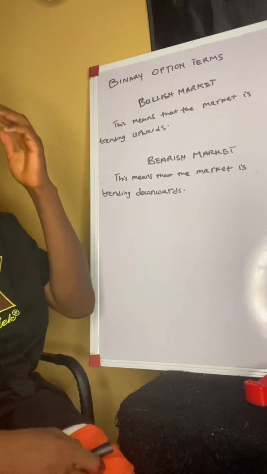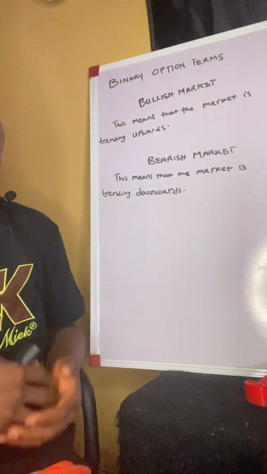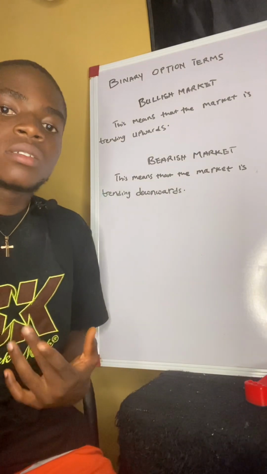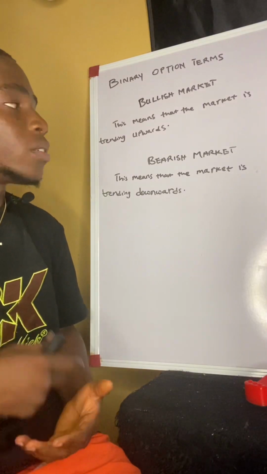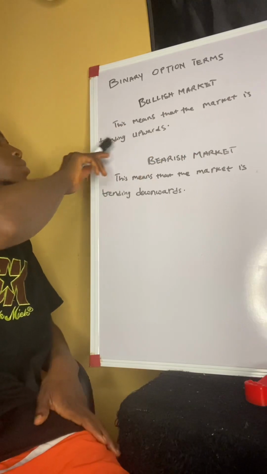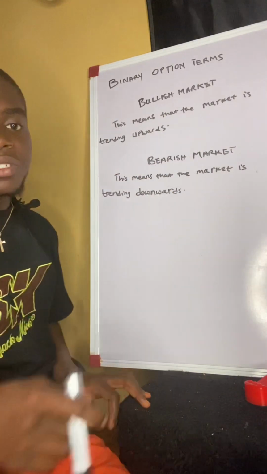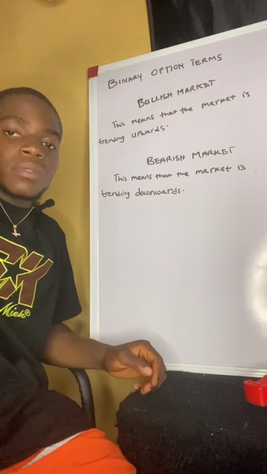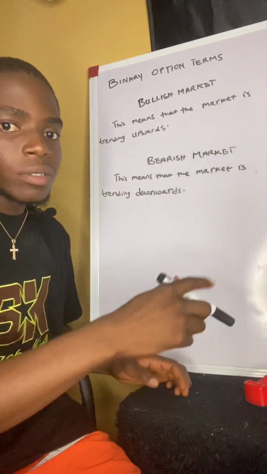Guys, in my next term, take a look at the words bullish market and bearish market. Whenever you hear bullish market, always know that the market is trending upward, and whenever you hear bearish market, know that the market is trending downward. As you can see, for a bullish market, the market is trending upward, and for the bearish market, the market is trending downward. All the prices for a bullish market, you see them going in an upward direction. For a bearish market, you see that the price is coming down.